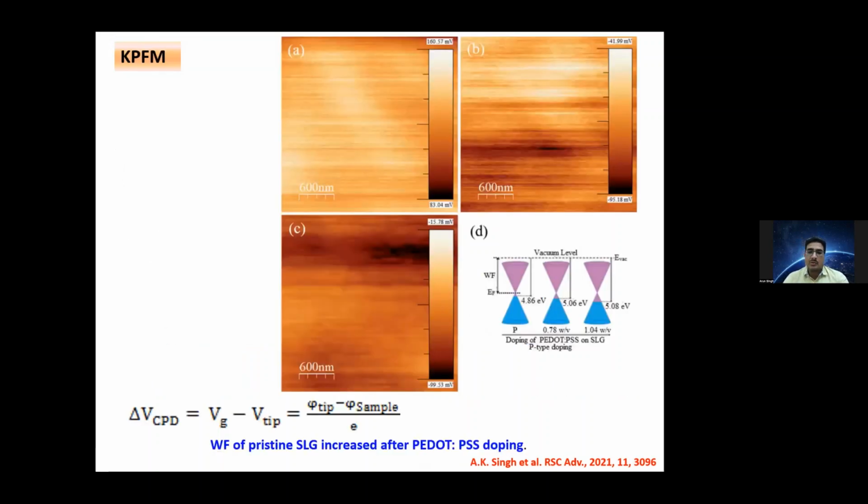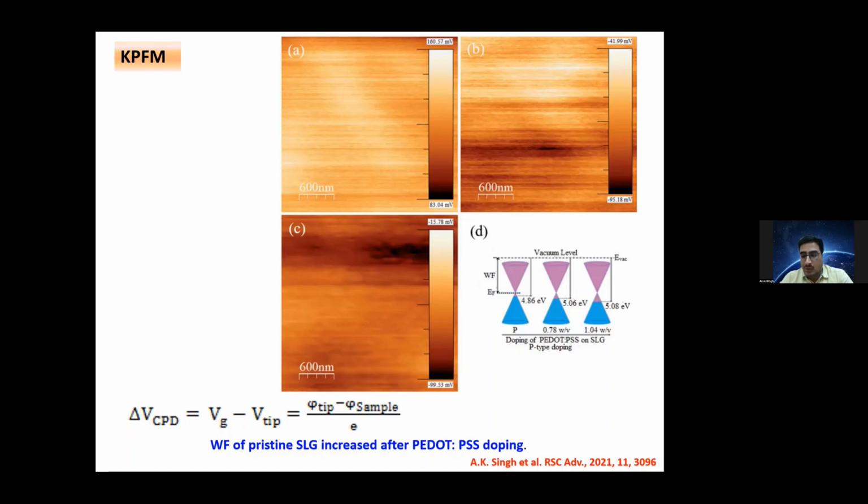And we have also confirmed the Fermi level shifting by Kelvin probe force microscopy. We have measured the CPD. We found the work function of pristine graphene to be around 4.86 electron volts. When we dope with PEDOT:PSS, its value is 5.06 electron volts, and then it further moved to 5.08 electron volts. The Fermi level shifting from 4.86 to 5.08 eV indicates the doping of PEDOT:PSS molecules over the graphene surface.